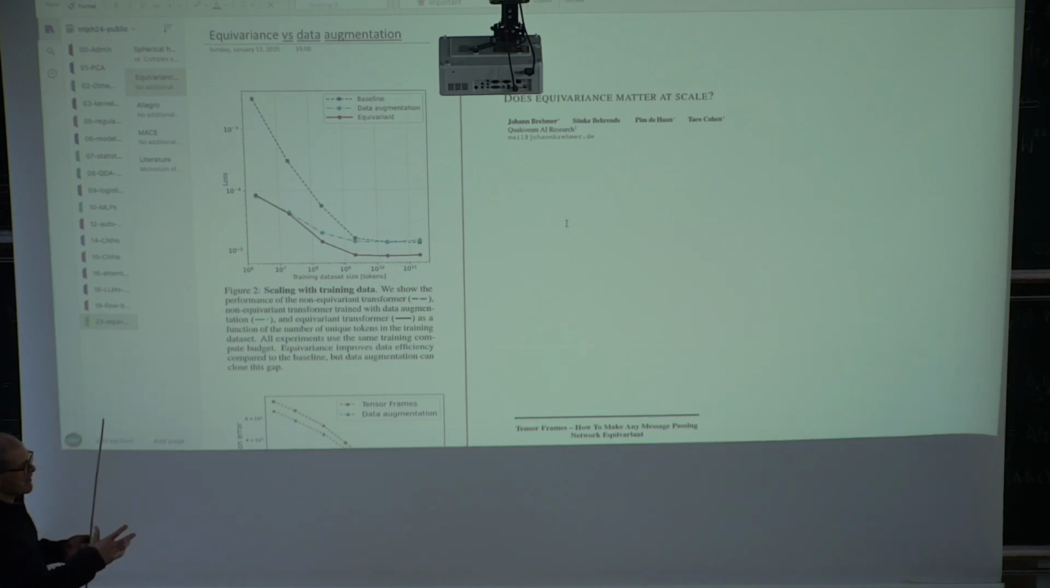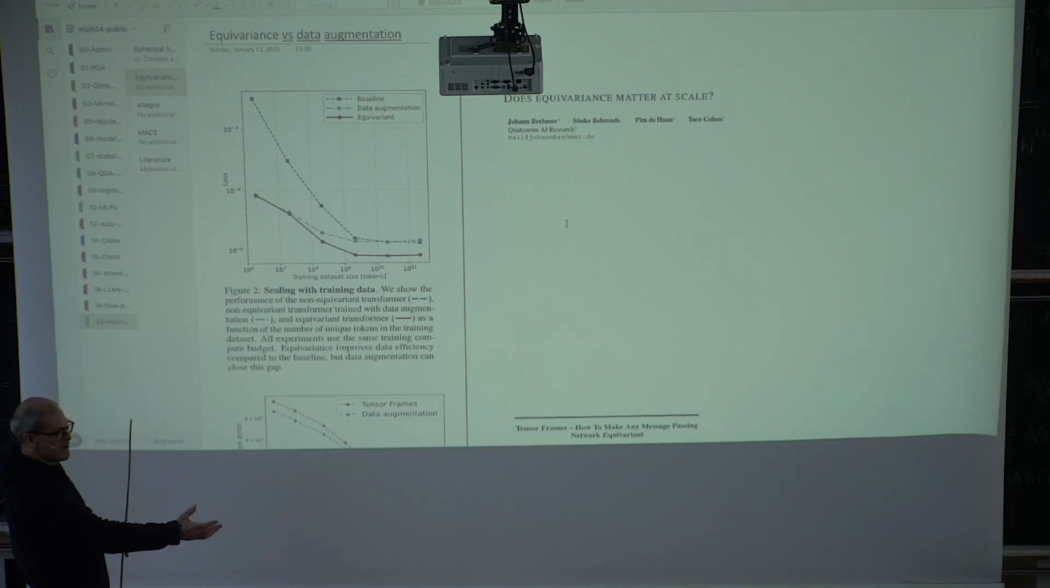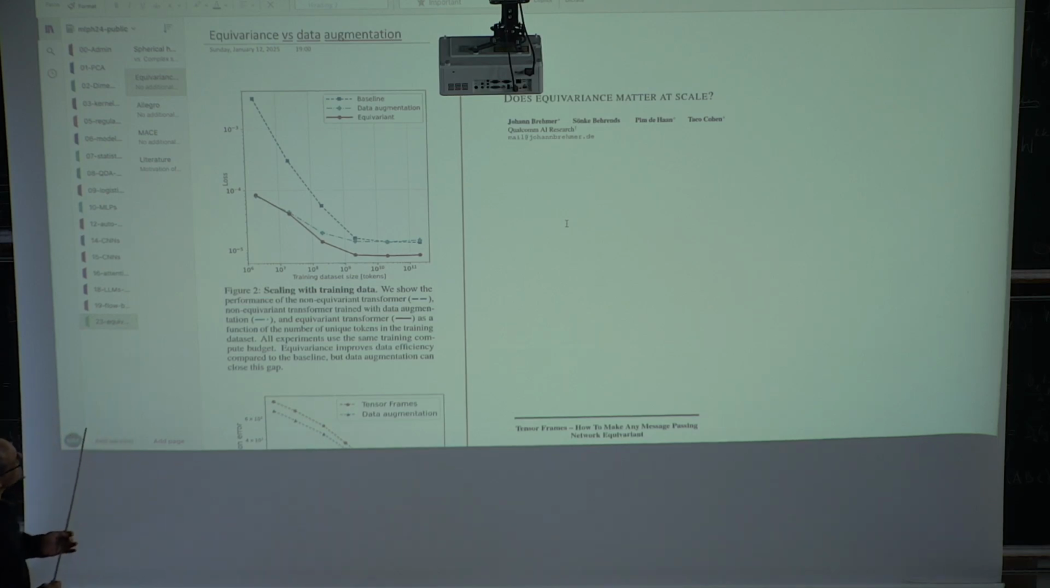Let's say if we predict energies, you could just predict the same molecule rotated and ask the network to produce the same energy. Or if you predict dipole moments, you could put in the molecule and the dipole moment in your training data, and then the rotated molecule and the rotated dipole moment. So this would be the data augmentation approach.